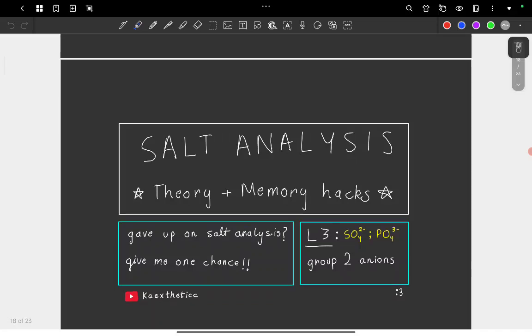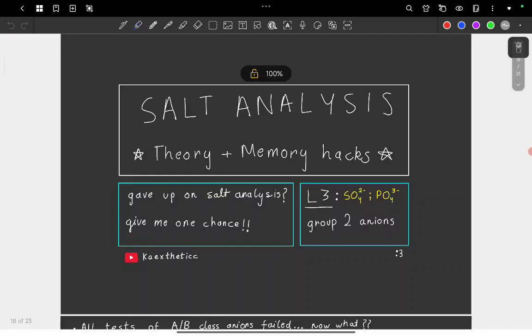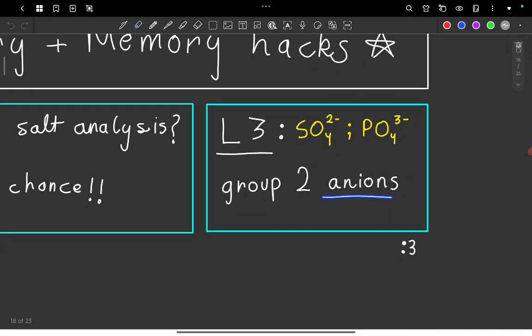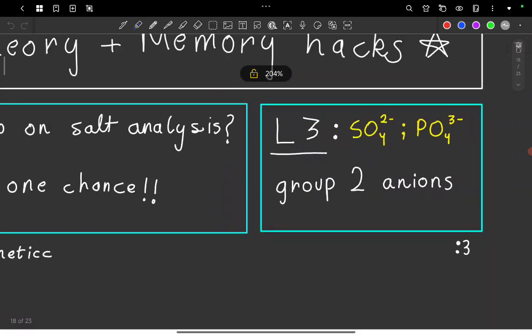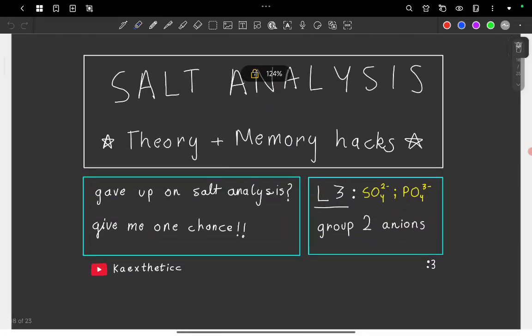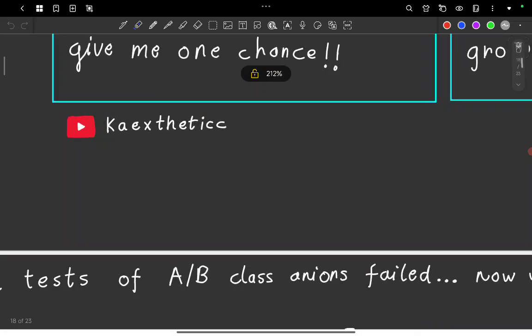And in this lecture, we will be covering the Group 2 anions. Basically, Group 2 anions are the anions which, upon testing, don't give a gaseous product as the interference. So, we have to put them in a separate group.